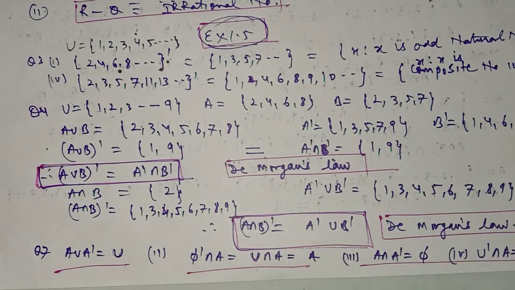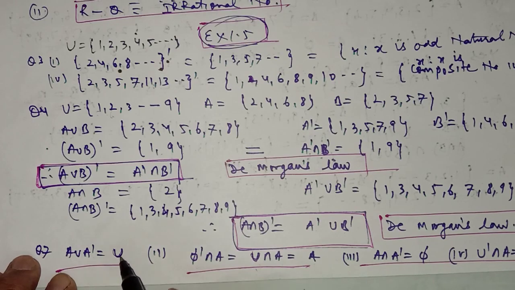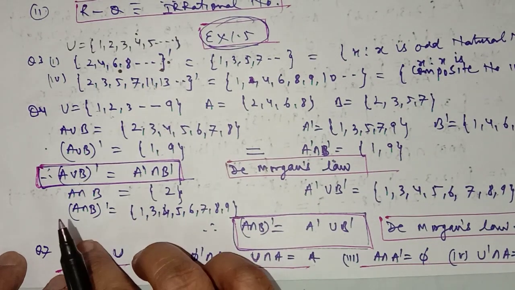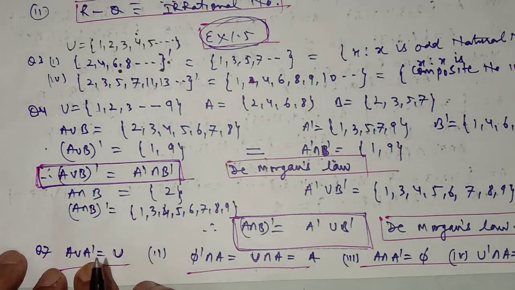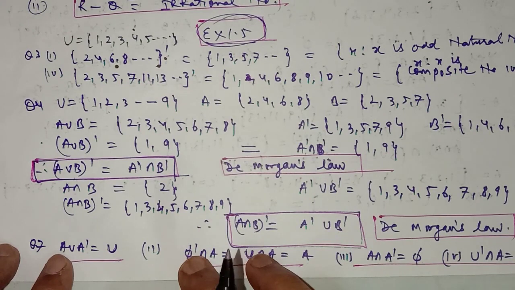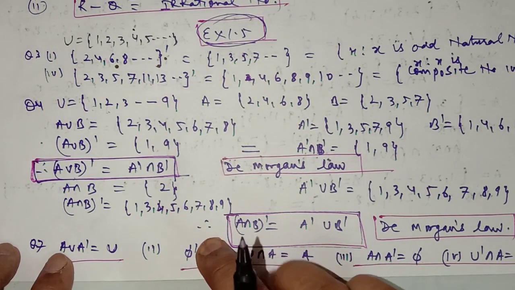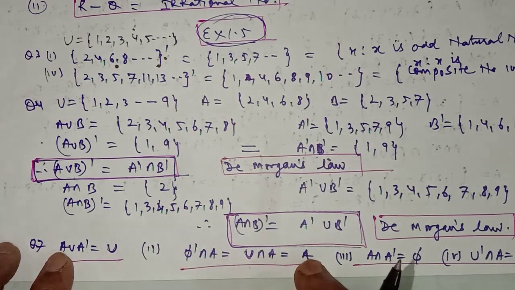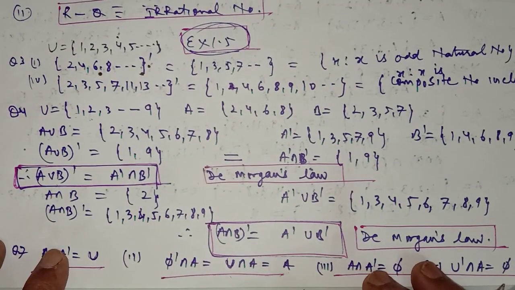Now in question number 7, you have to fill the blank. A union A complement is equal to universal. We have discussed this in the basics. If we find the total elements of A, and those which are not in A, it will be equal to its universal. Now empty complement is equal to universal, you know it, and universal intersection A will be equal to A.